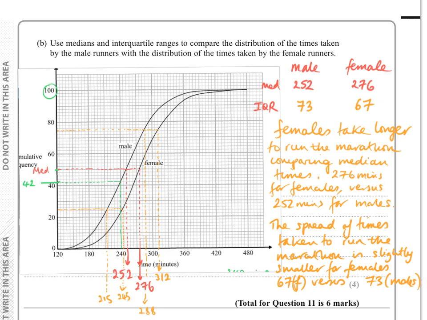So my first comment is that females take longer to run the marathon, comparing median times, 276 minutes for females versus 252 minutes for males. And then I've also commented on the spread, i.e. the interquartile range, and I've said the spread of times taken to run the marathon is slightly smaller for females, and I said 67 for females versus 73 for males. Although in this context you could argue that they're reasonably similar, so you could probably say that as well.